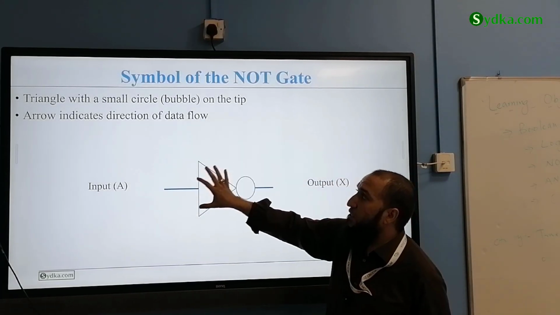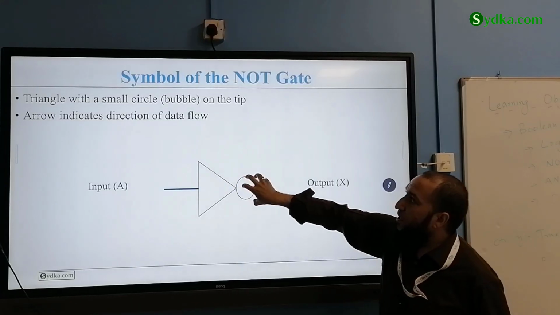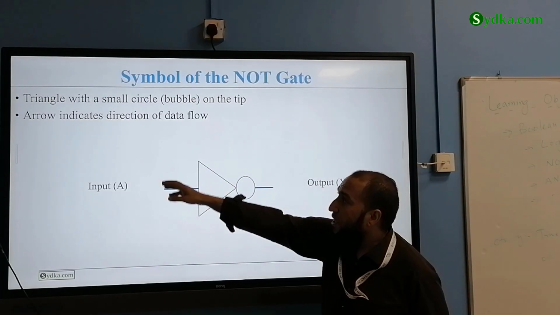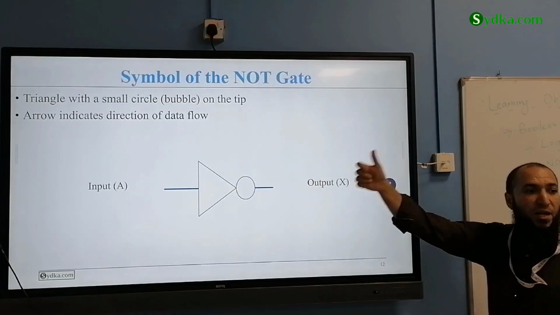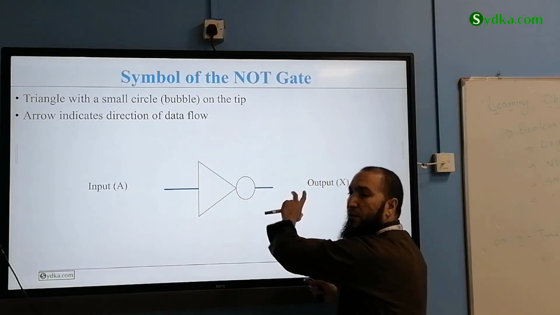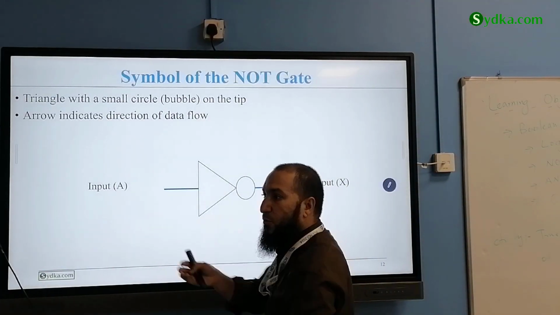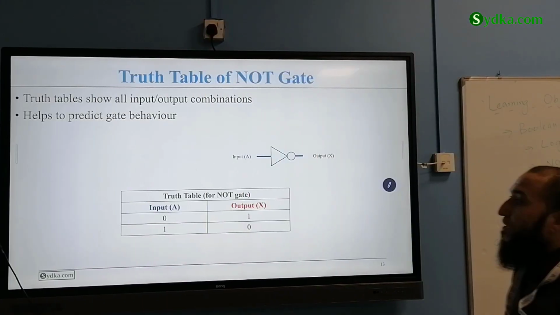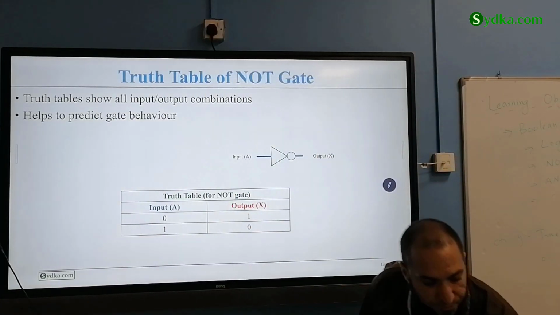The way we write it is a triangle with a bubble. That's how we represent it. Arrows indicate direction, so it's going from left to right. If I just switch it, then input will be this side and output will be that side. Now, this is called a truth table.